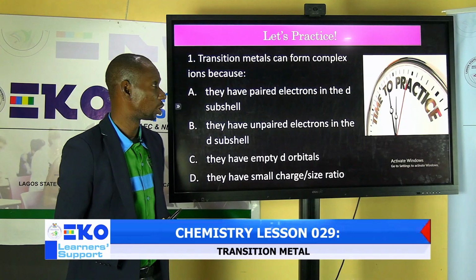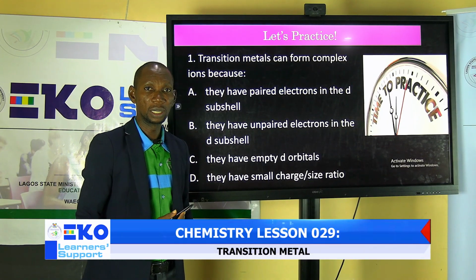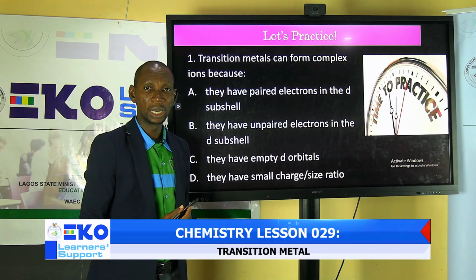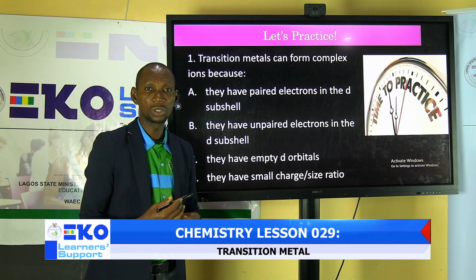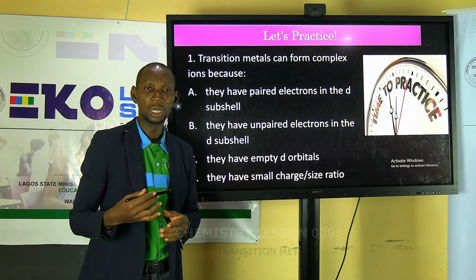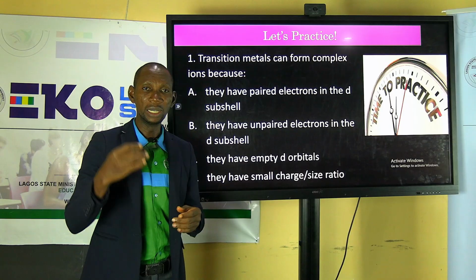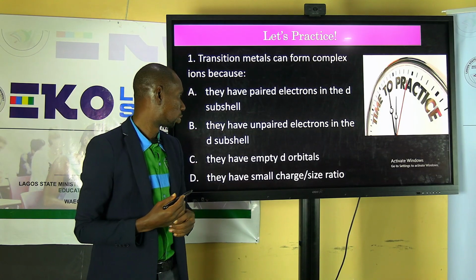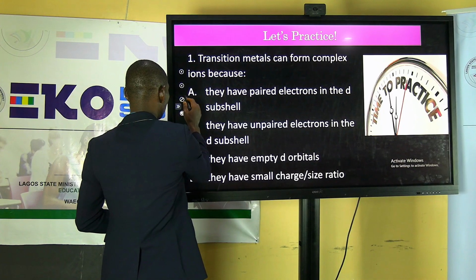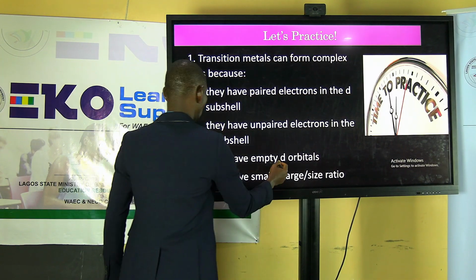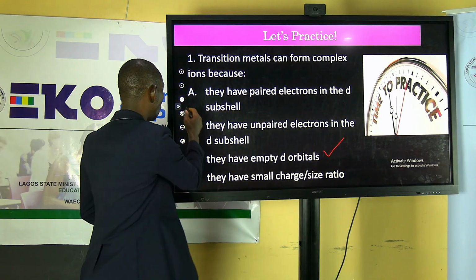Why do you think transition metal form complex? If you remember, in the earlier discussion, I told you about formation of complex ion, and this is because transition metals usually have empty d orbital, which a ligand can attach to. So the correct answer here is option C. Option C is the correct answer. It is because they have empty d orbital.